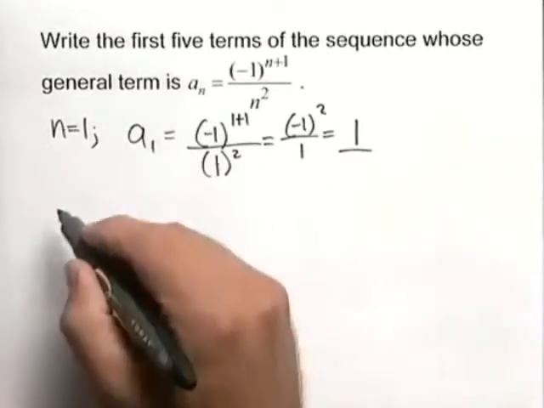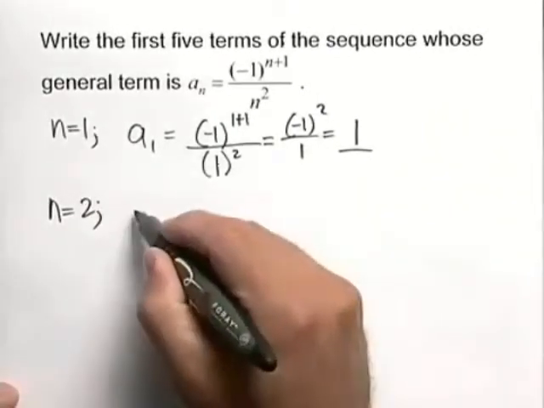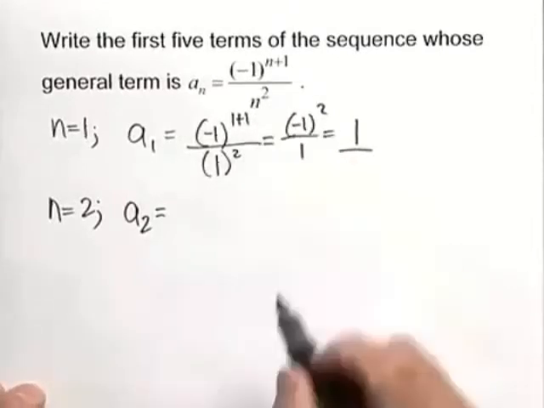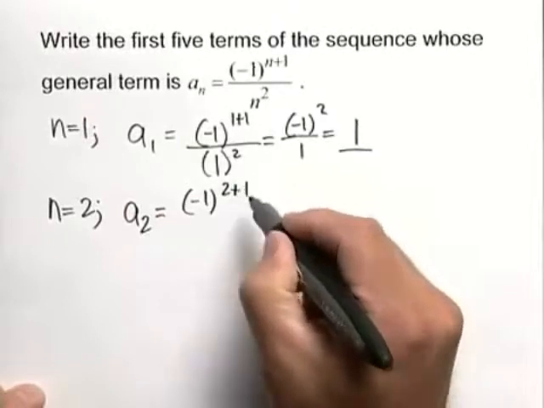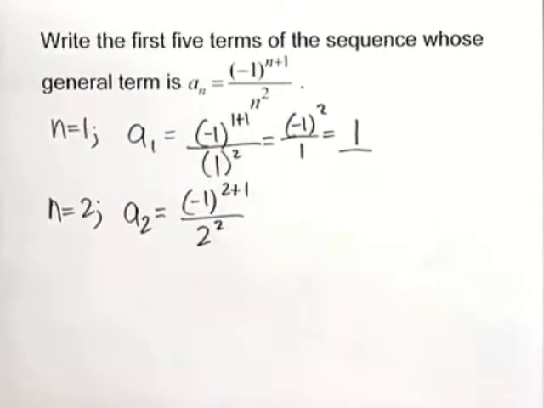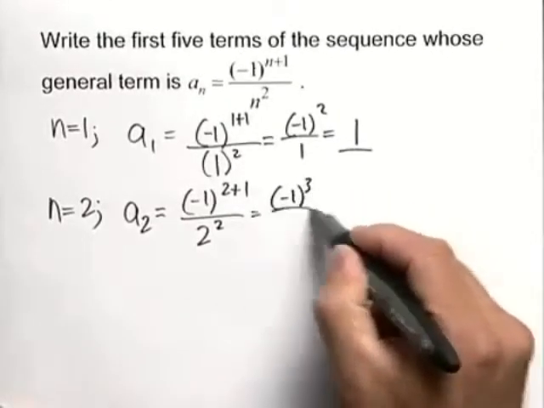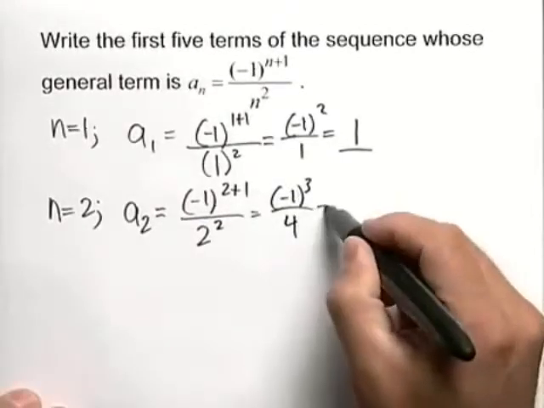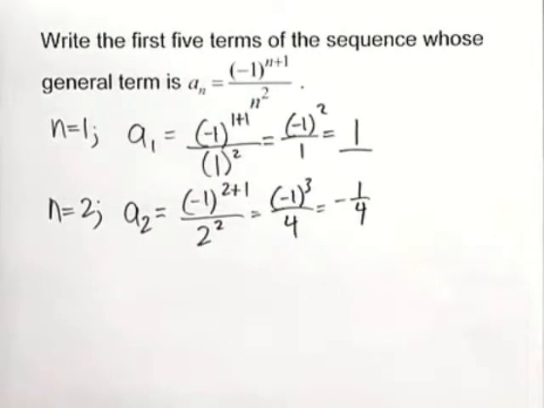To find the second term, that's represented by n equals 2, and in symbols we can write that as a sub 2. As before, wherever there's an n, we're going to plug in a 2. So we have (-1) to the 2 plus 1 power all over 2 squared. Now in the numerator we have (-1) cubed, all over 2 squared, which is 4. Notice we have a negative base to an odd power, so this one will get a negative fraction, -1/4.